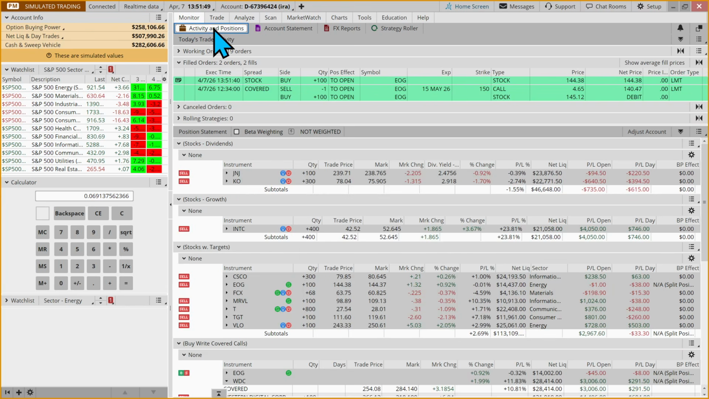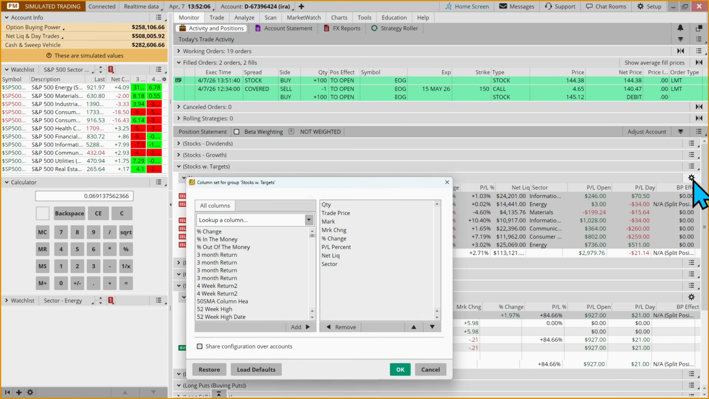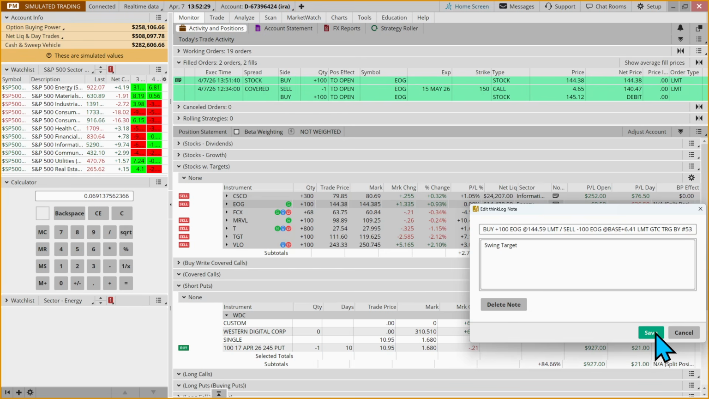now to look at this trade, I can see that I have a bunch of positions that have stocks with targets, but if I want to look at my notes on these, I can add a column, and let me just close these so that it's less distracting. So I'm coming to this group on the monitor tab, and I'm going to type in note. And so it looks like I could add a note column. So I'm going to add that column, and now I have a note column. And so if we click on EOG, we can see that this is a swing target.